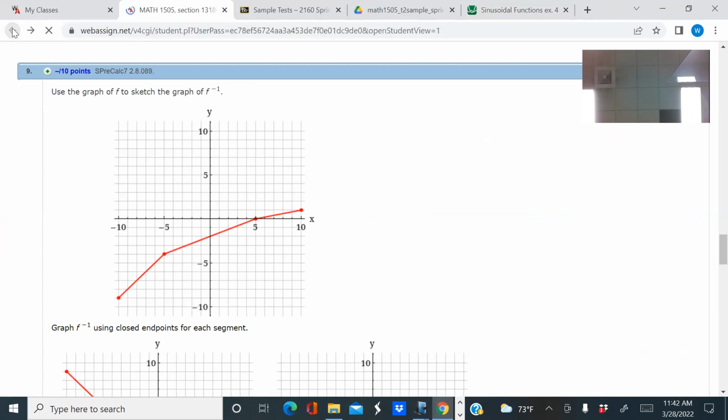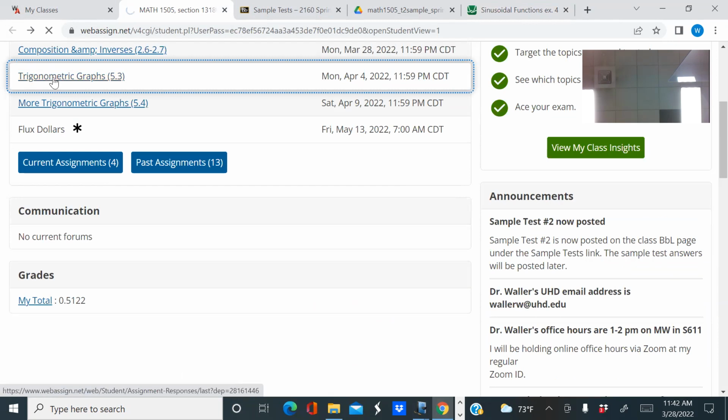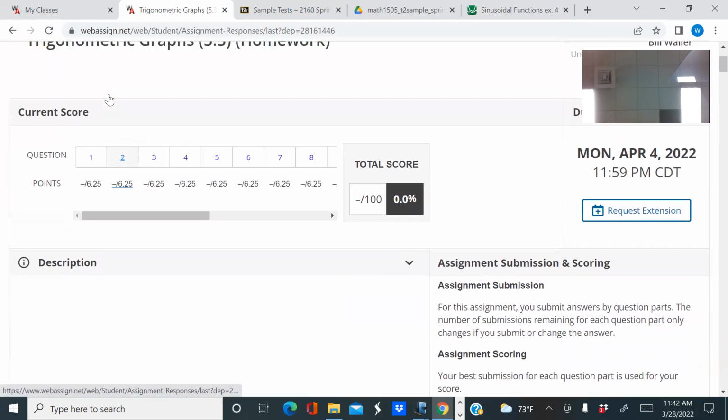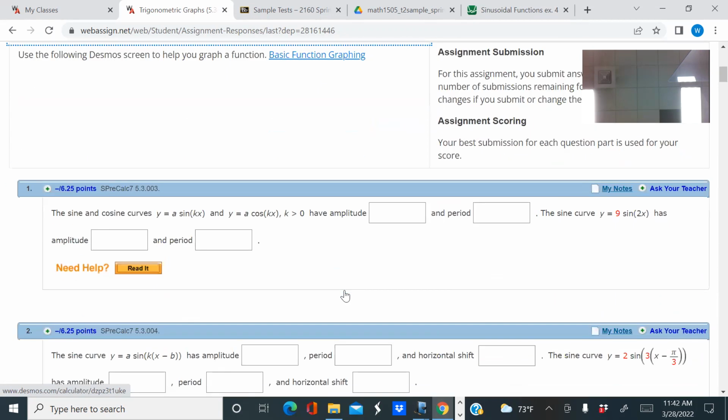Let me see if I go back here. Here's this homework. So let's open it and see what it looks like. If I can get it to respond. That link is in the description there. So to see that, you have to open up that description. There's the link to the graphing tool, or you can use your graphing calculator, right?